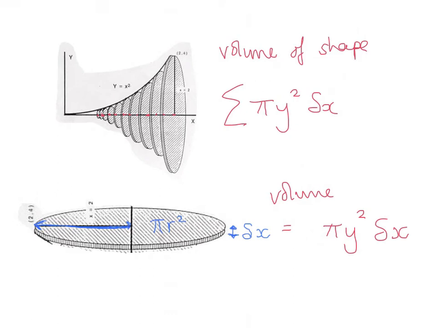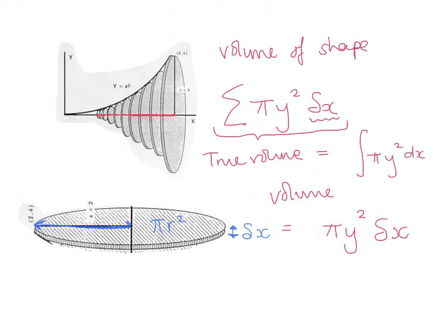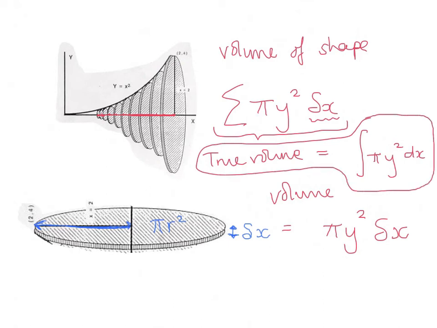And obviously, just like the trapezium rule in C2, the more discs we take, the more x's we take along the x-axis, the thinner delta x is going to be, and the closer and closer the volume that we're adding up here will be to the true volume. And the true volume, just like how the trapezium rule represents true area, will equal the integral of pi y squared dx. And that's the formula that you can use for working out the volume of your pear.